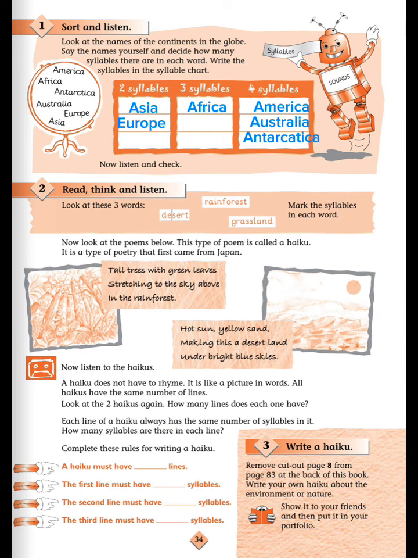Now, look at the poems below. This type of poem is called a haiku. It's a type of poetry that first came from Japan. Now listen to the haikus.